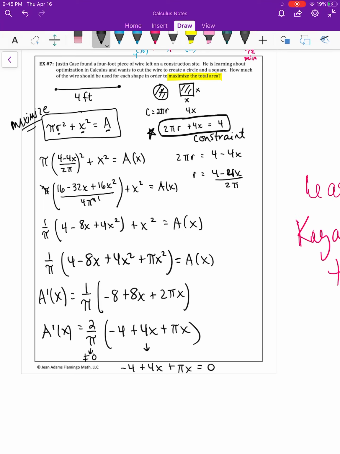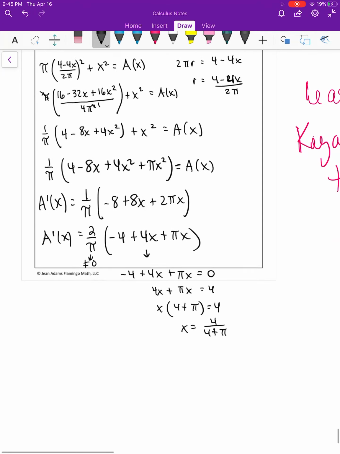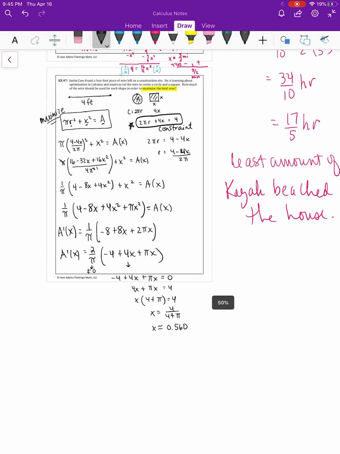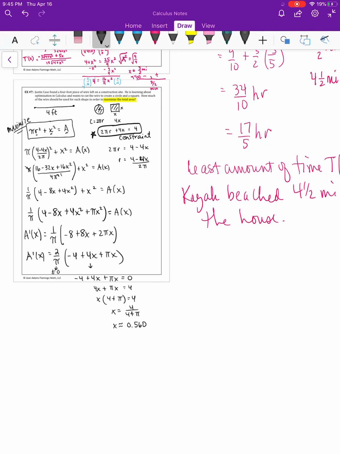This is my derivative, but I want to see what makes my derivative 0, and what makes it 0, because this can never be 0, right? 2 over pi can never be 0, but this could be 0. So now I'm going to add 4 to both sides because I'm moving that 4 over. I'm going to factor an x out. And then I'm going to divide by that 4 plus pi. And then see what that equivalency is. When I put it in my calculator, it's roughly 0.560.